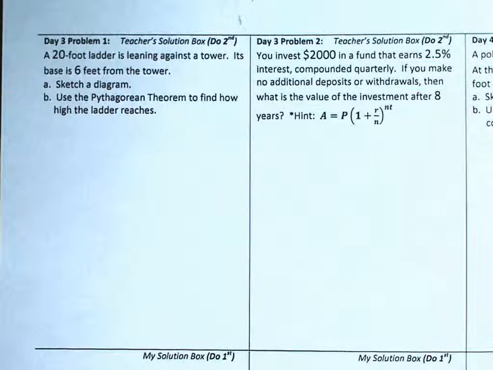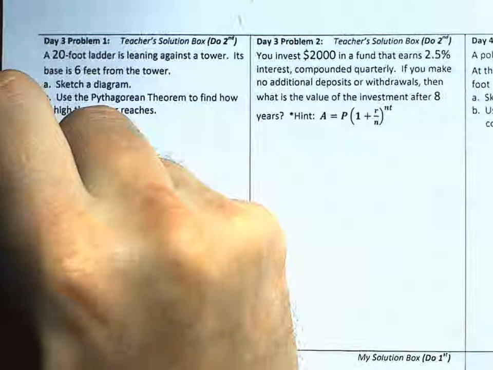Day 3, problem 1. A 20-foot ladder is leaning against a tower. Its base is 6 feet from the tower. Question A, sketch a diagram for this.